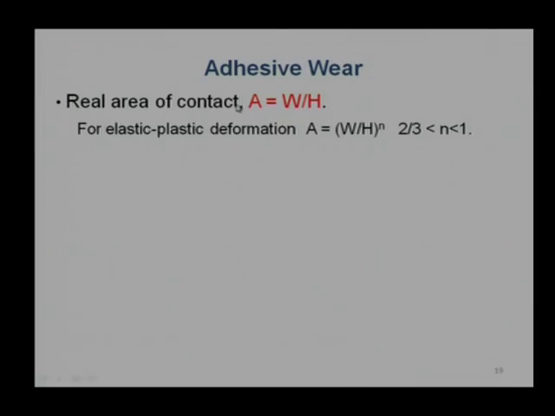So, to find out that real area of contact, we can use this simple equation. It says A is equal to W by H. Here W is a normal load, which Amontons defined, that it is always the normal load which matters. It is not the dead weight, it is a normal load. It is divided by the hardness H, which is the hardness of the softer material, whichever is the weaker material.